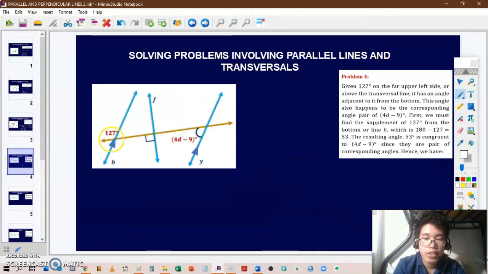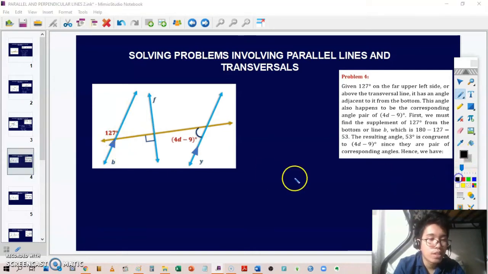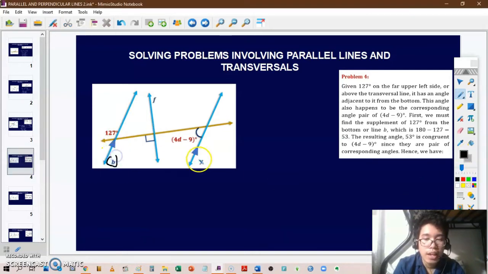Okay, so we have here an angle. We have here actually 4 lines. We have here 2 parallel lines. The 2 parallel lines that we have are line B and line Y. And we also have another line here that's not parallel to any line in the given figure, so it's line F. And also we have here this transversal. So let's name this transversal as letter L.